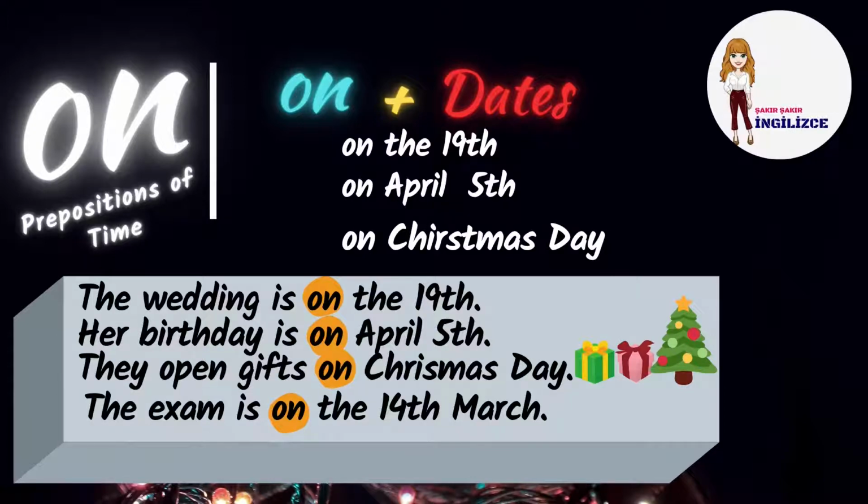Christmas Day is a specific day. The date is the 25th of December or December 25th. So we say on Christmas Day. The exam is on the 14th of March. Remember, for the dates we use ordinal numbers. We say the 14th, ending with th.